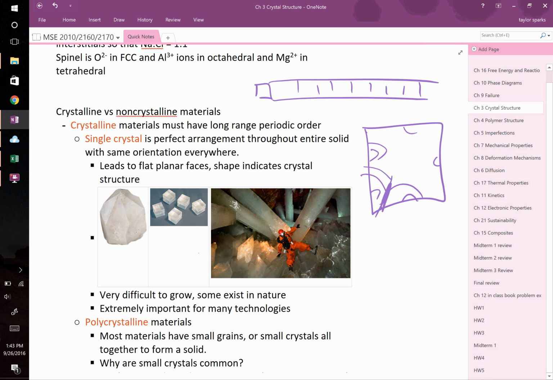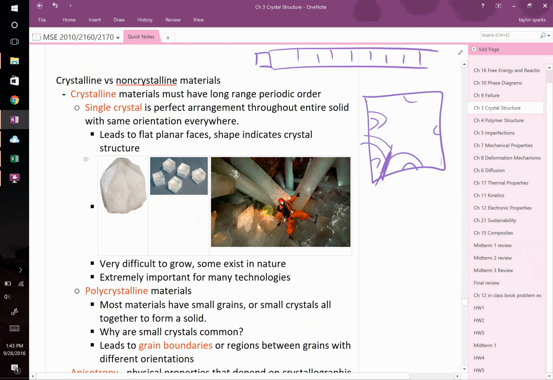Sometimes these things are huge, right? If you guys watch the Planet Earth video, they go in the Lechuguilla caves in New Mexico, and they have tremendously big crystals, like bigger than people. If you buy a diamond ring, it should be a single crystal, or you paid too much money for something that's not worth anything, right? Polycrystalline diamond's hardly worth anything.